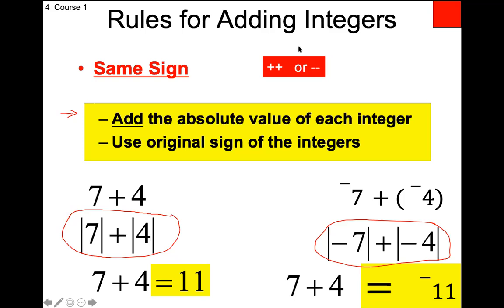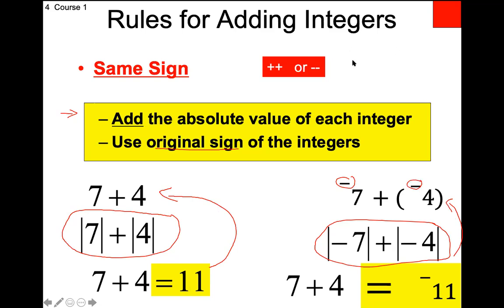And I believe Carson said it earlier. He said, to know whether the answer is positive or negative, we go back to the original problem and we ask ourselves, were we originally adding positives or were we adding negatives? If both signs originally were positive, the answer is positive. If both signs originally were negative, remember we go back to the original number, then the answer is negative.